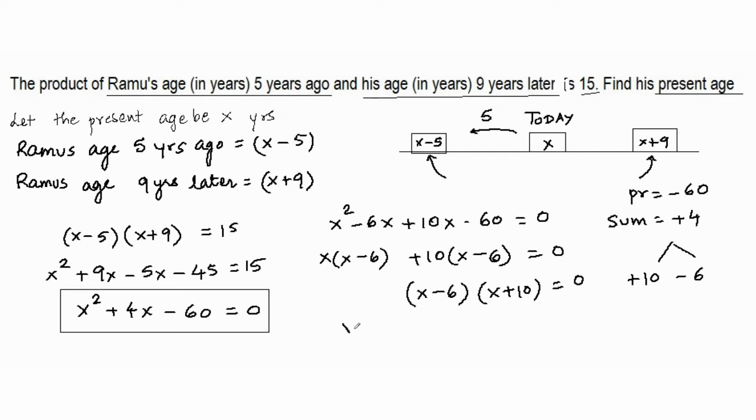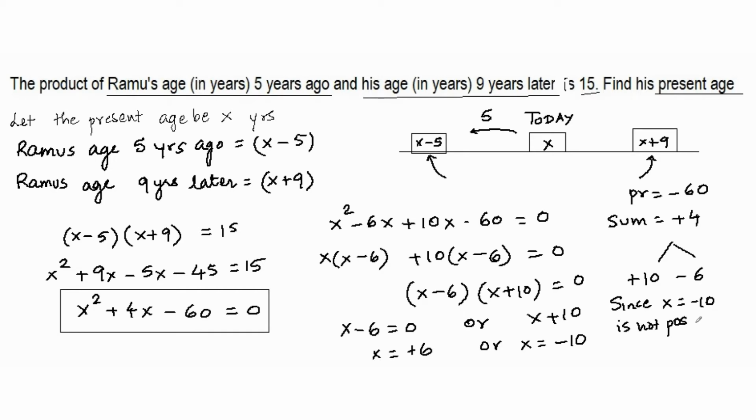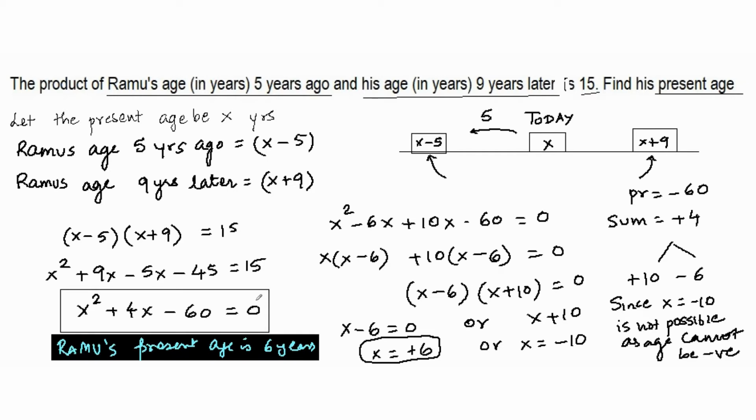Now the product of two numbers is 0, means either one of them has to be 0. So therefore x is either positive 6 or x is negative 10. Now x is the age of the person, so it cannot be negative. So we will have to explicitly mention that since x equal to negative 10 is not possible, as age cannot be negative, we accept only x equal to 6. That means his present age is 6 years. So the answer is Ramu's present age is 6 years.